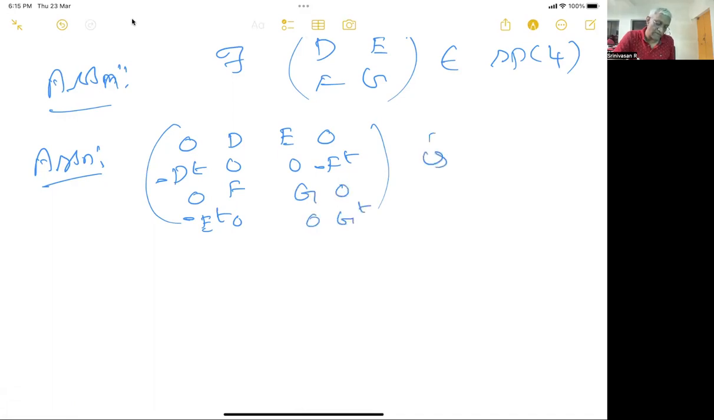It is symplectic. You just have to multiply and verify this. You take the transpose of this, of course, that will become 0 minus D transpose. The assignment is for every given D, E, F, G, it is simple.